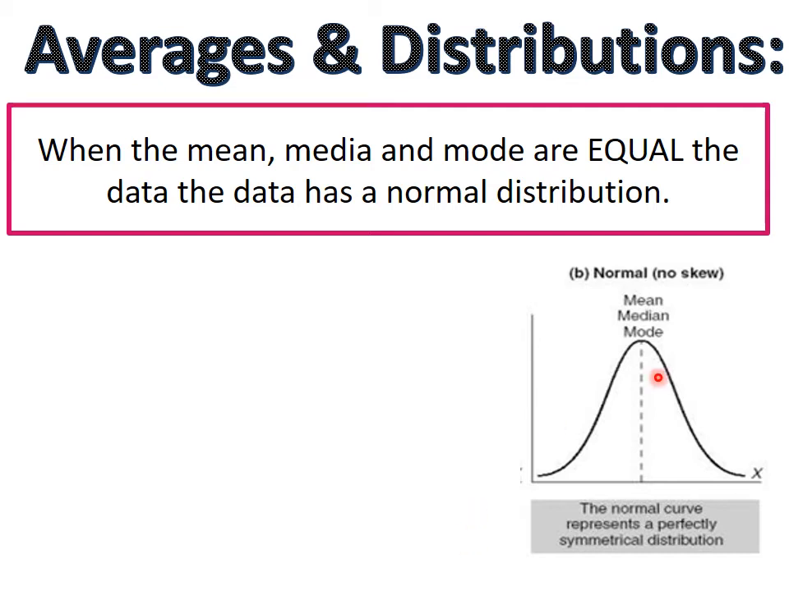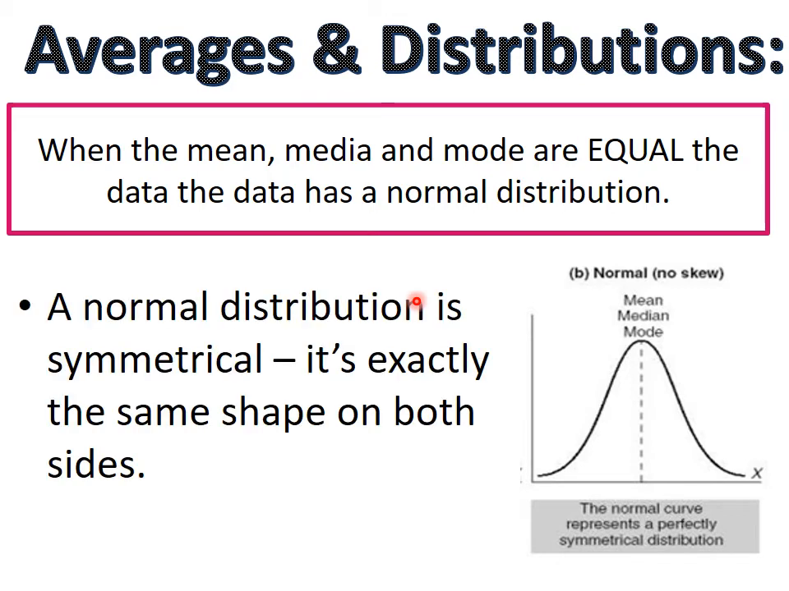So if the mean, median, and mode are all the same or roughly the same, you can assume that your data will have a normal distribution. And if you're asked to sketch a normal distribution, it would look like this. This is your classic bell curve, like you'd find in IQ, light bulbs, that kind of thing.